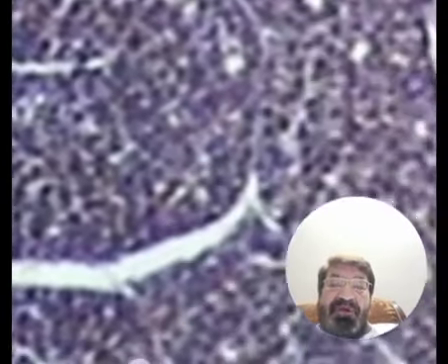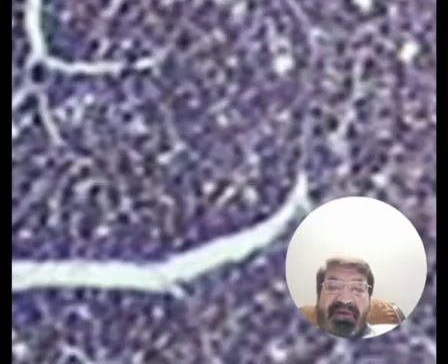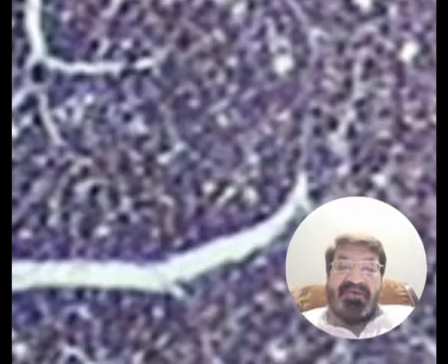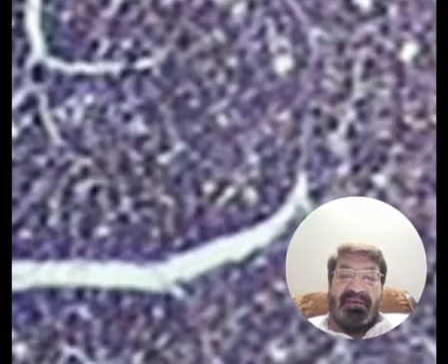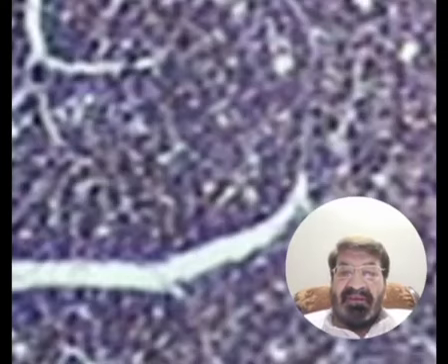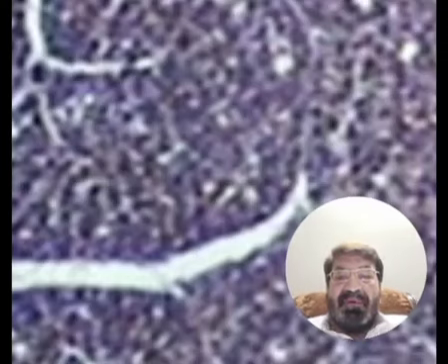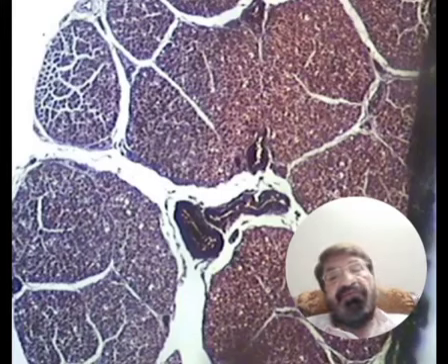So in a funiculus, this is an axon which is covered by its myelin sheath, and then it is surrounded by the endoneurium. The thin connective tissue membrane is called endoneurium, and then this funiculus, the bundle of the fibers, is also covered by a membrane which is called perineurium. And if we see the covering of the whole of the nerve, that is called epineurium.